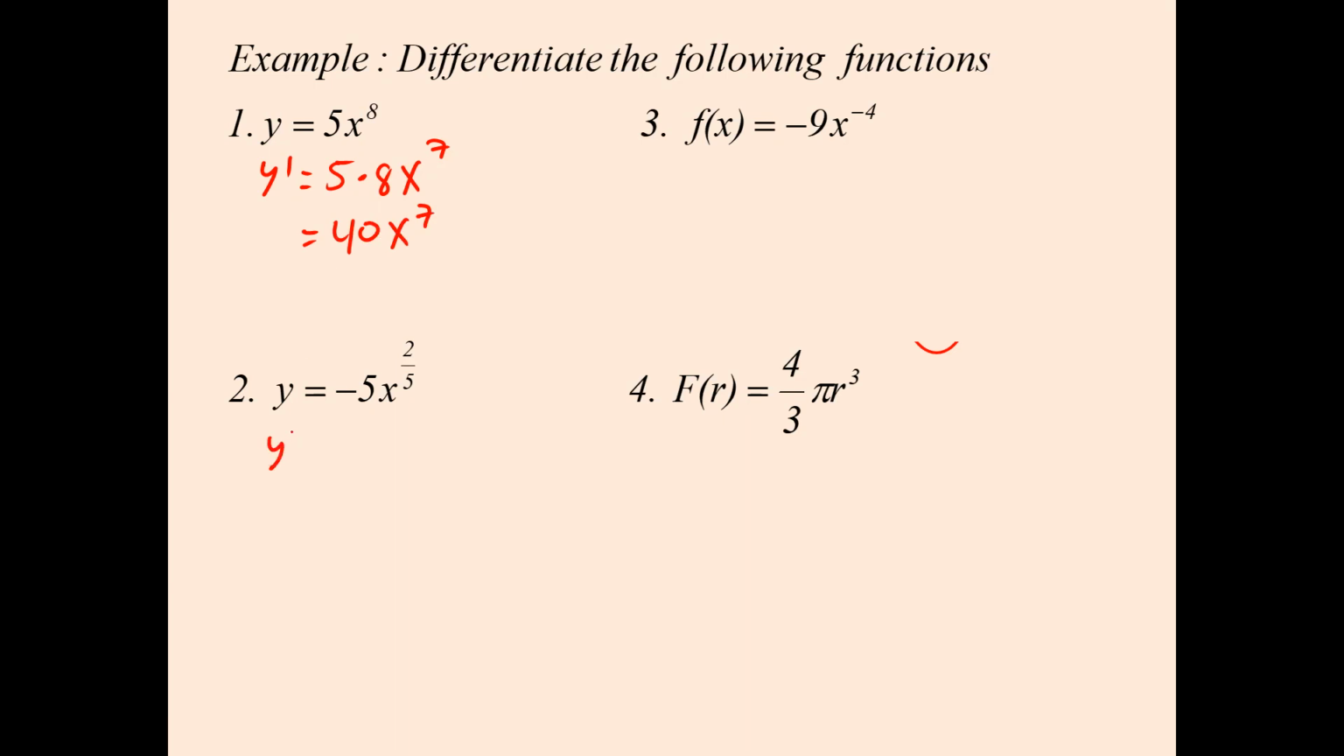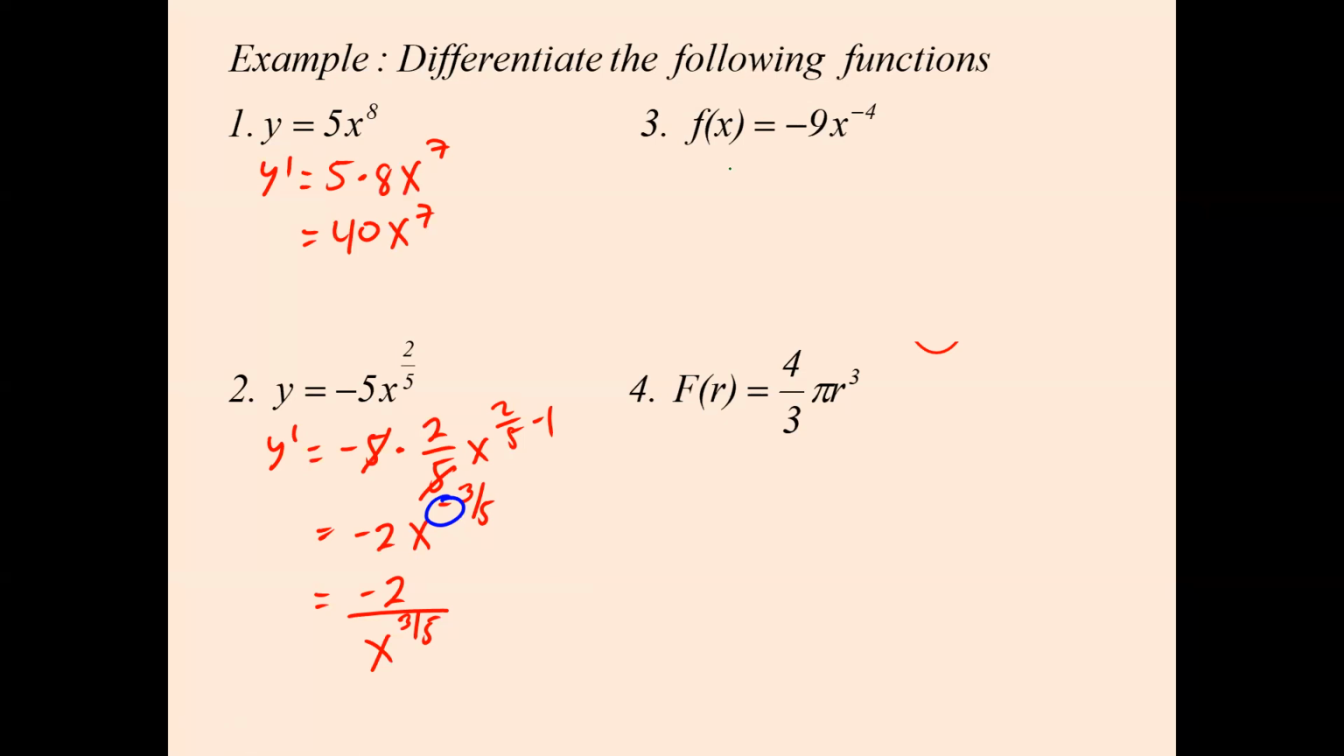Next, we have y prime is equal to negative 5 times derivative of x raised to 2/5. We have 2/5 x raised to 2/5 minus 1. So, cancel. We have negative 2 x raised to negative 3 over 5. Meron tayong negative dito. So, anong gagawin dyan? Ibababa sa denominator. So, we have negative 2 over x raised to 3 over 5. So, yan na kagad yung sagot natin.